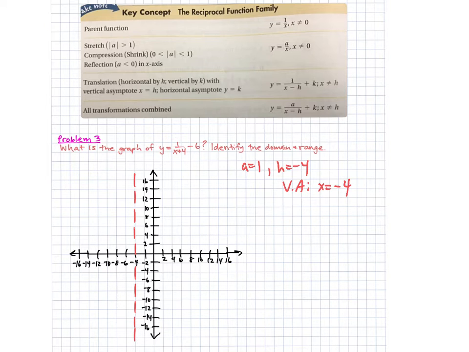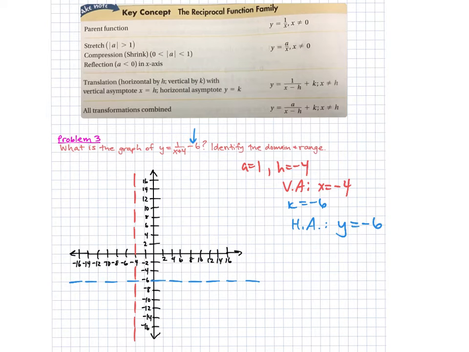Okay, and then k is negative 6 right here, and that's your up or down, right? That means the parent function goes down, and that is your horizontal asymptote. So that's y equals negative 6, right? Horizontal lines are y equals a number. So let's go down to negative 6 and draw a horizontal asymptote. So the graph doesn't really cross it. It kind of hugs this line and it just never touches it.